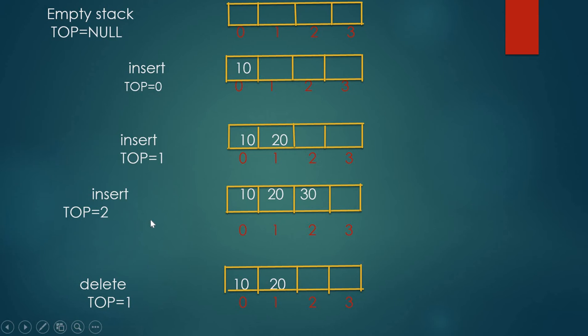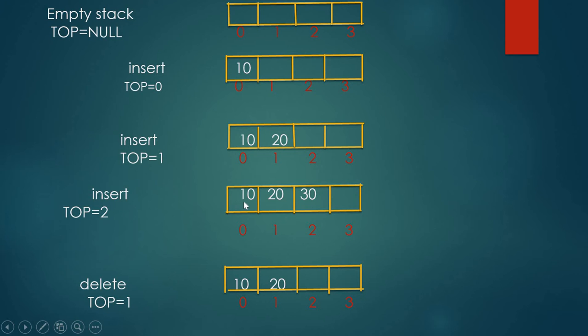Then suppose you need to insert one more element, 30. For that, again you need to increment the top to 2. That is, top is equal to top plus 1. First top was 1, then it is incrementing to 2. And in that position, we can insert 30.